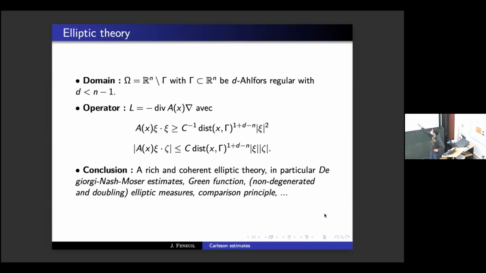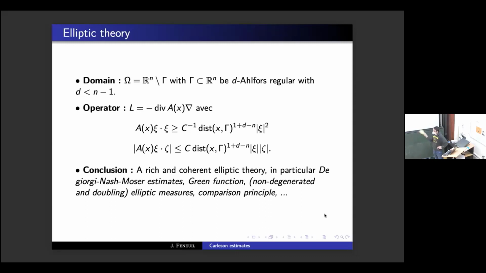So I take my domain, which is the complement of a d-Ahlfors regular set, with d smaller than n-1, and I take my operator, which is elliptic and bounded with respect to the weight, which is the distance to the boundary to the power 1 plus d minus n. So when d is n-1, the power is 0. So you get the classical case.